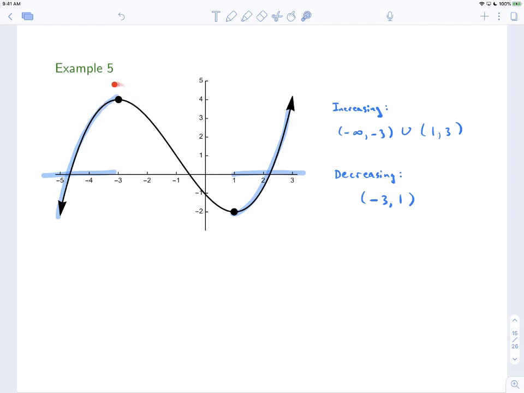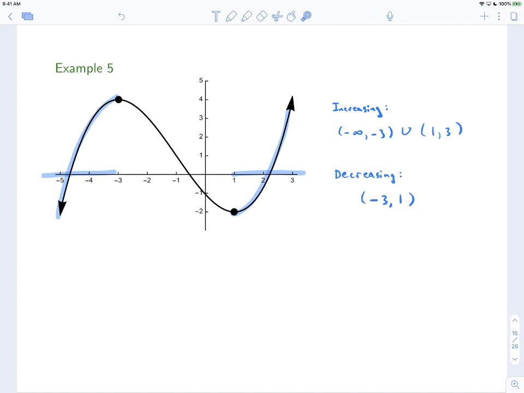This point here is a local maximum. This point here is a local minimum. At that point, it's not increasing or decreasing. It's increasing to the left of it, and then it's decreasing to the right. So it's not increasing or decreasing at that point. So that's why we don't include -3. Don't include -3 in any of these, or 1 for that matter.